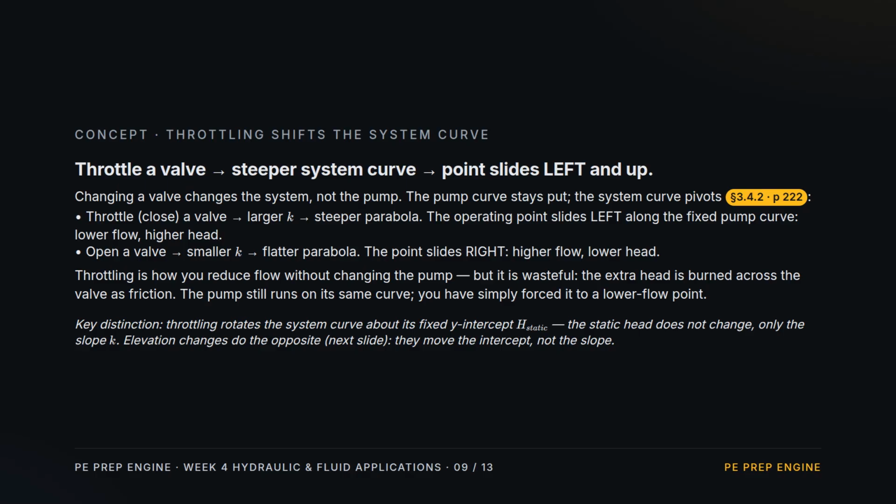Open it, and K drops. The parabola flattens, and the point slides right. Throttling cuts flow without touching the pump, but it's wasteful. The extra head is burned across the valve. Picture it as pivoting the system curve about its fixed y-intercept. The static head doesn't change, only the slope.